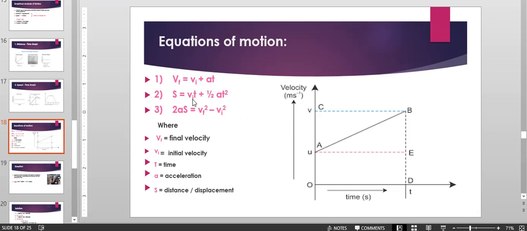So, the first equation is Vf equals Vi plus at. Second is S equals Vi t plus half a t squared. And the third is 2as equals Vf squared minus Vi squared. Here Vf is the final velocity, Vi represents the initial velocity, t is for time, a is for acceleration, and S represents the distance or the displacement of the object. How can we derive these formulas? Let's see.